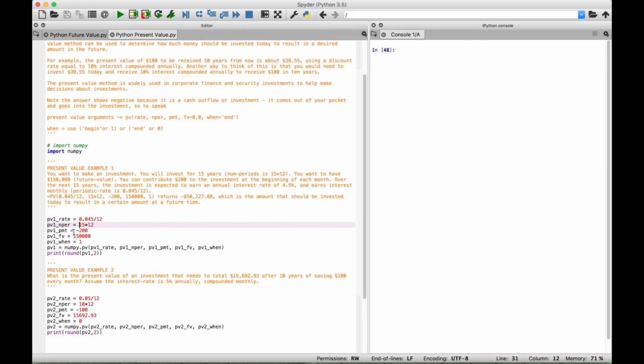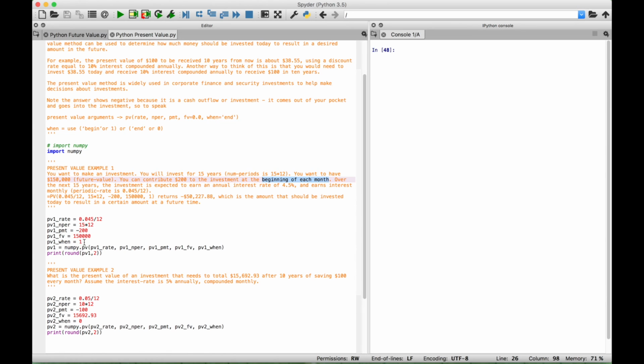So for that, we're going to put in a negative 200, and you put in a negative because that's coming out of your pocket, so to speak, and going into the investment. The future value of the investment, what we expect to have at the end, is $150,000. So we put that in for the future value here. And for the when argument, we said that we're going to contribute $200 to the investment at the beginning of each month. Okay, so the when can either be beginning or end, and you can type in begin or end, or if you don't want to type in begin, you can put in a 1.